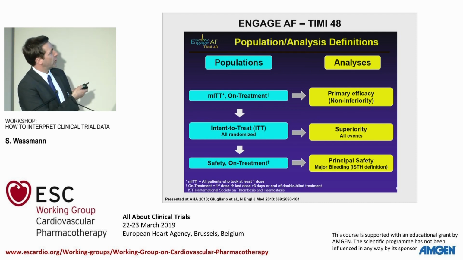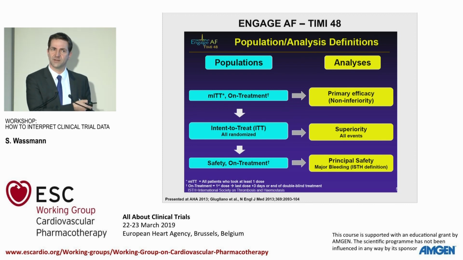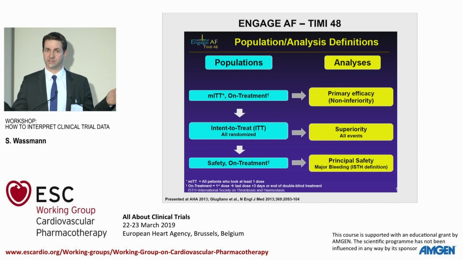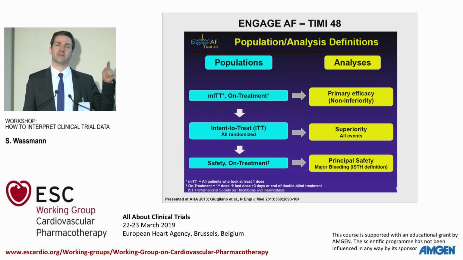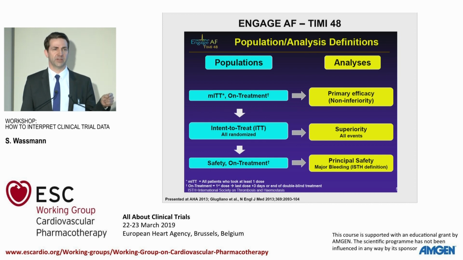They had something called modified intention to treat. So have you heard about that? Modified intention to treat means the patient is randomized, so he's in the intention to treat analysis, but he should receive at least 1 dose of the study medication. Which means he actually made it into the trial and he received the pill. So after 1 application of study medication, he's in the modified intention to treat analysis.